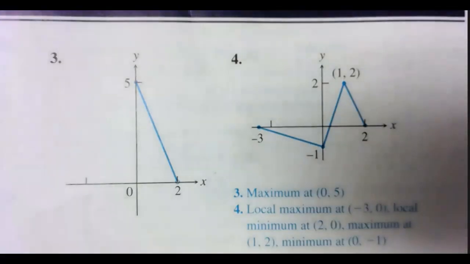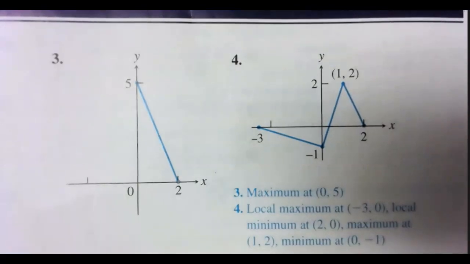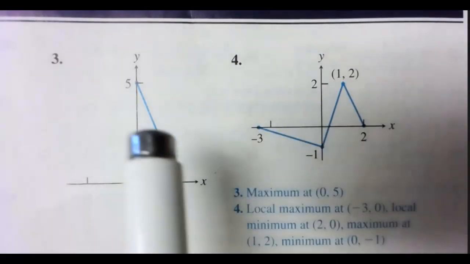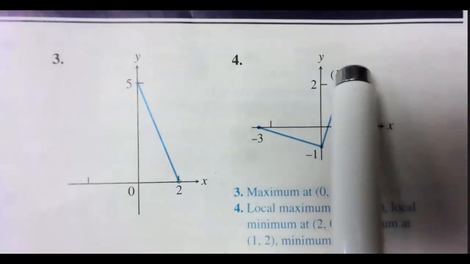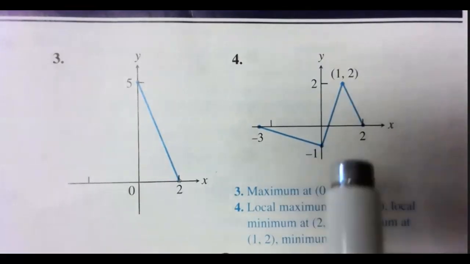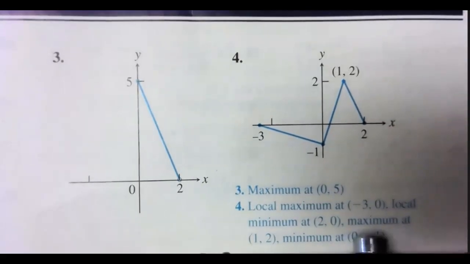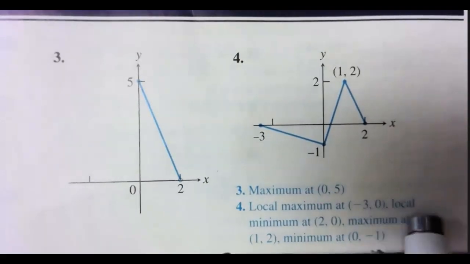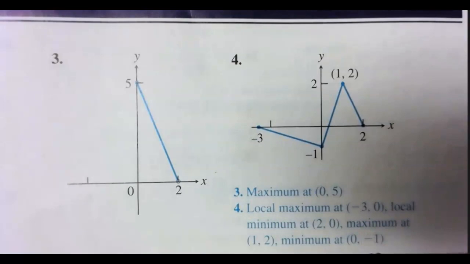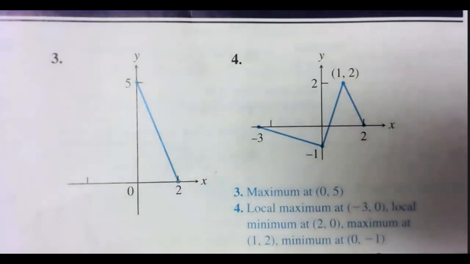And then in 4, that graph is continuous. It has a closed interval. Therefore, I am guaranteed an absolute max as well as an absolute min. So our textbook doesn't put absolute, it just puts max and min. So we have an absolute max at (1, 2), and an absolute min at (0, -1). And then we also have a local max and local min at (-3, 0) and (2, 0).